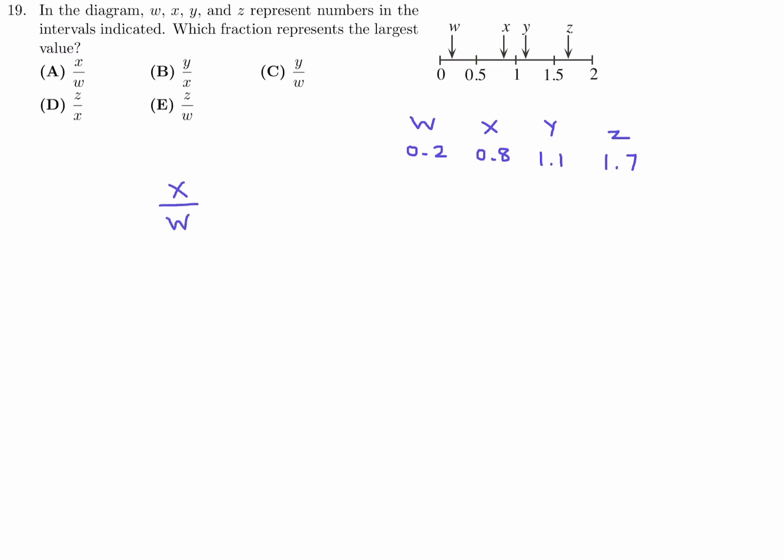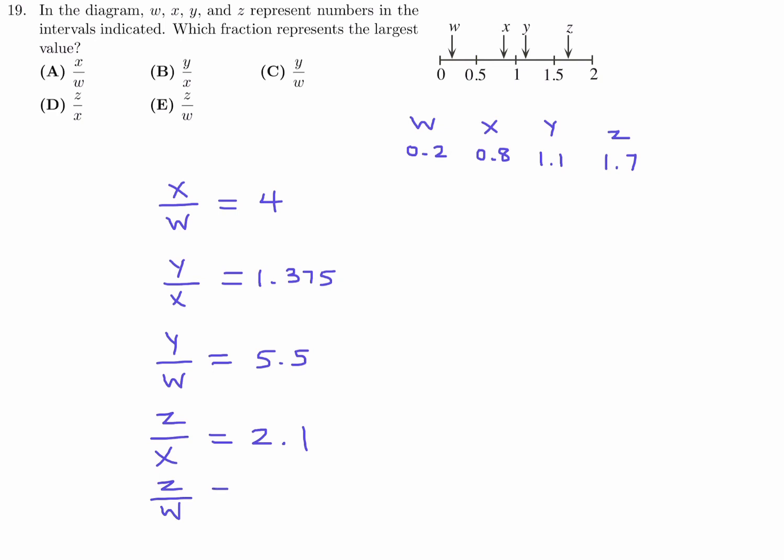X over w, using these numbers, is approximately 4. Next one, y over x, is going to be about 1.375. Choice C, y over w, and that's going to be about 5.5. Next one, z over x, that's going to be about 2.1 maybe. And then finally, z over w, that's going to be about 8.5.